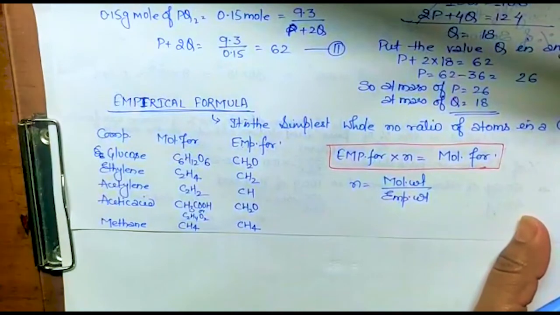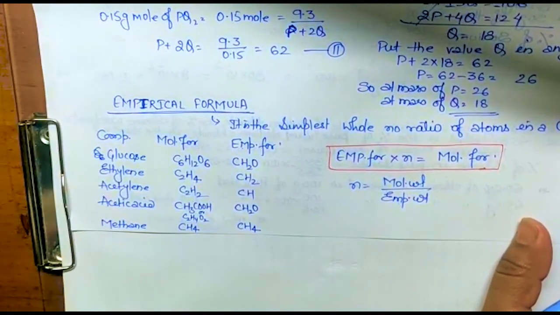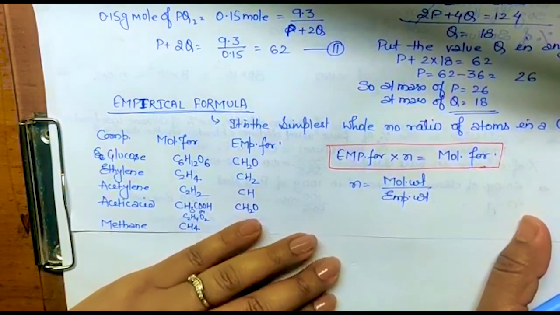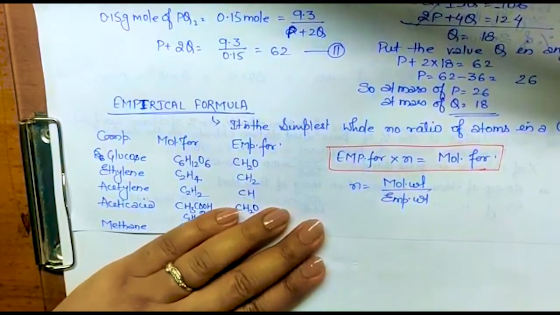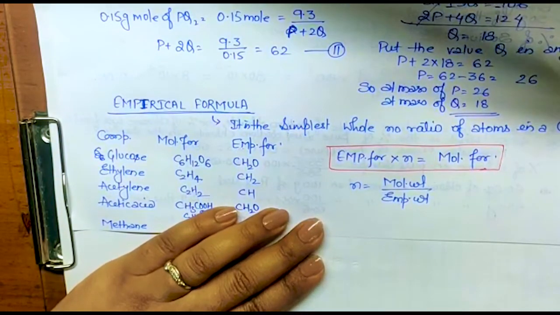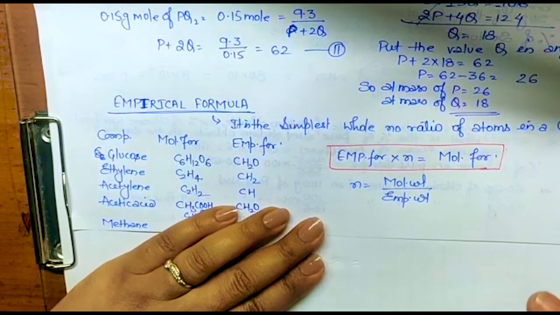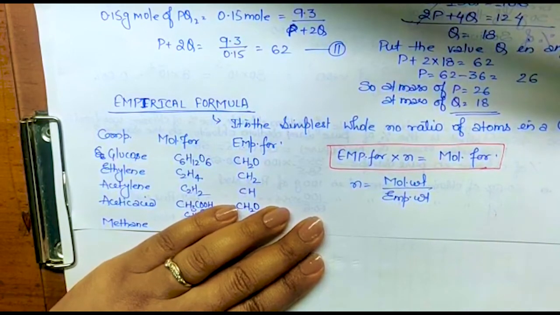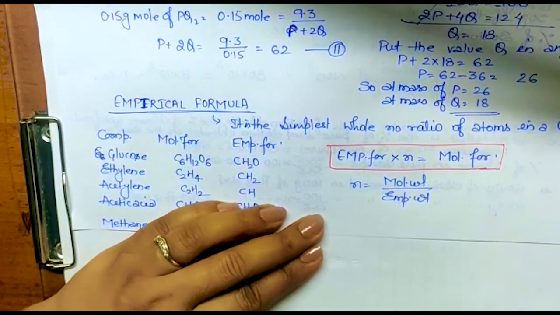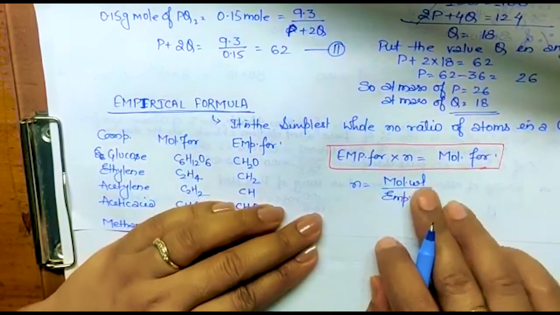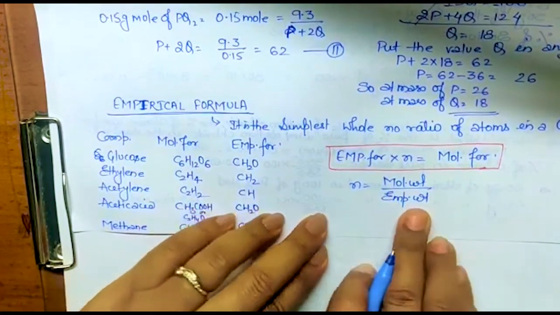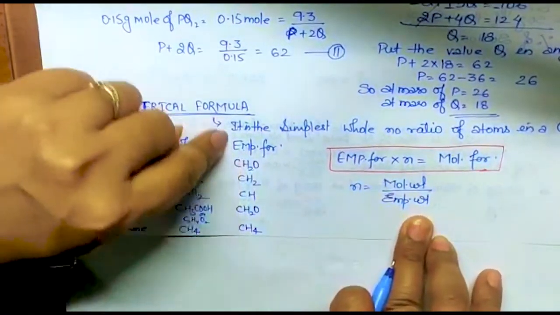Now you will ask, what is molecular weight? You know how to find the molecular mass, isn't it? Like water, it is H2O, so 18. Like methane, it is CH4, so it is 16. Like H2SO4, molecular mass is 98. Like calcium carbonate, molecular mass is 100. So that is the molecular mass. And how will you find the empirical weight? You will first find this empirical formula.